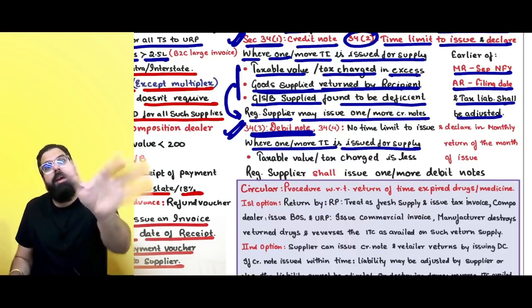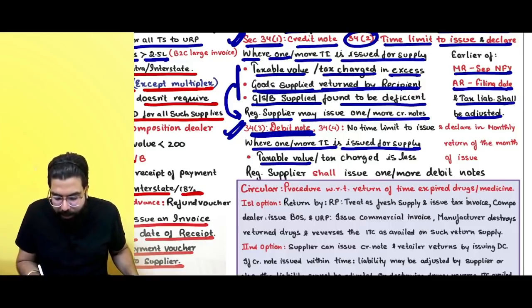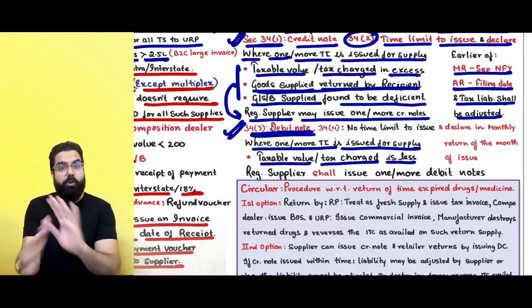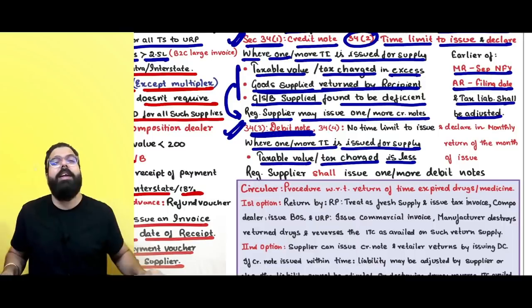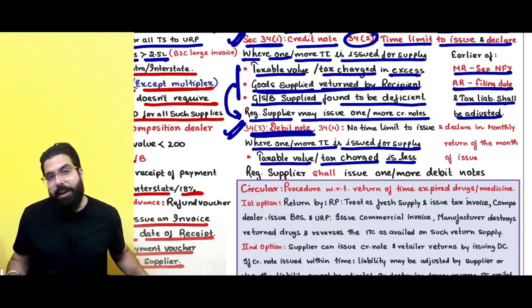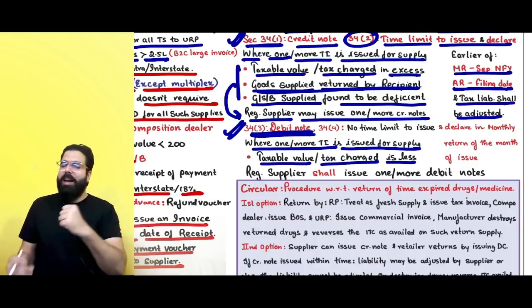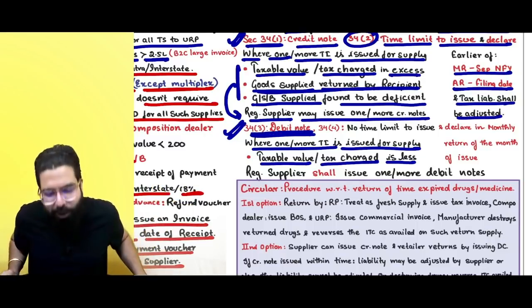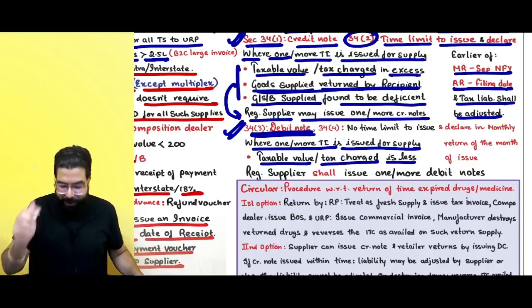Government is telling Ramesh, the taxable value and tax charged should never be less. If you have charged any tax amount or value less, please issue a debit note, collect that extra GST, and give it to us. Collect that extra amount and keep it with yourself, but the GST you have to give to the government.